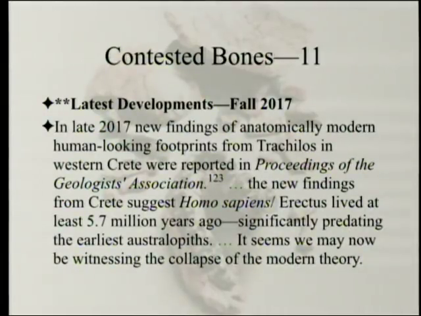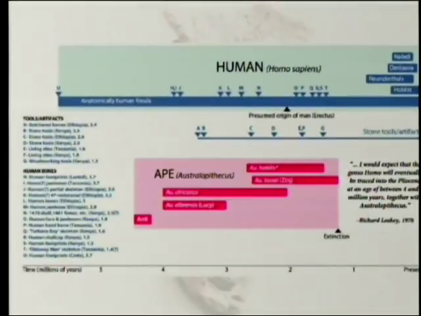In late 2017, new findings of anatomically modern human-looking footprints from Trachilos in Western Crete were reported in the Proceedings of the Geologists' Association. The new findings from Crete suggest Homo sapiens erectus lived at least 5.7 million years ago, significantly predating the earliest Australopiths. It seems we may be now witnessing the collapse of the modern theory. Well, it's no longer the modern theory, of course.